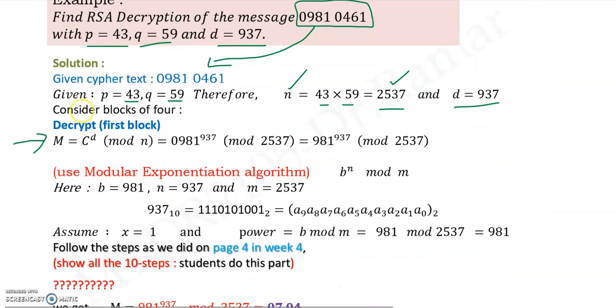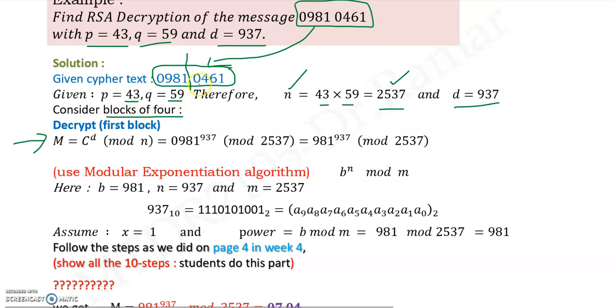Now you see here, from the given message, I'm taking only 4 digits. I divide the given numerical value message into 2 blocks. I already told you in last week's video, if you take all the digits, it's very difficult to calculate the values. It is very difficult to apply the modular exponentiation algorithm. So what I do is divide into blocks of 4 numerical values.